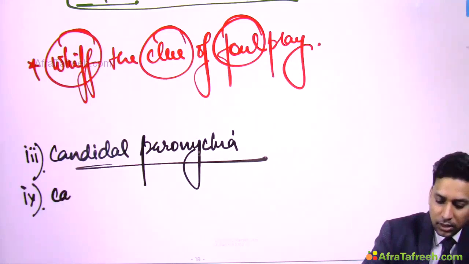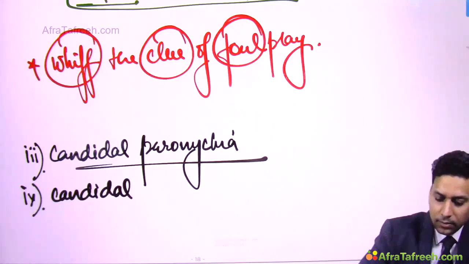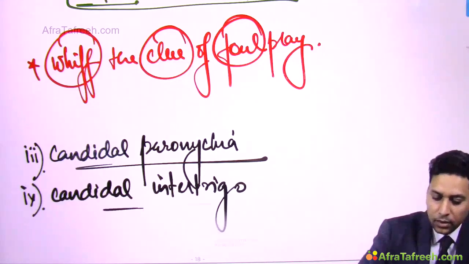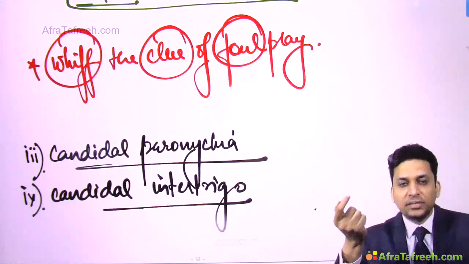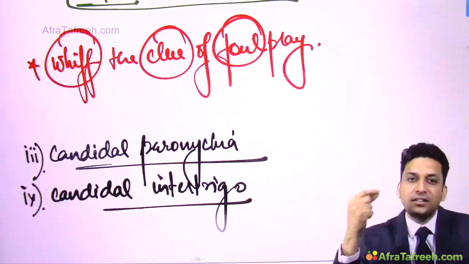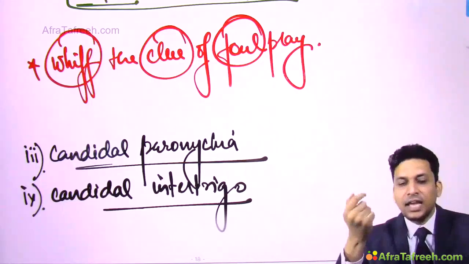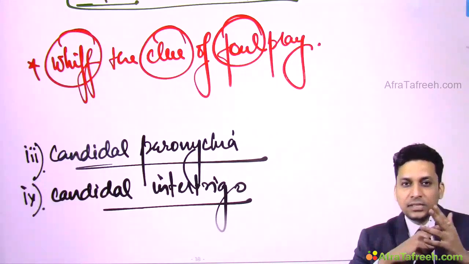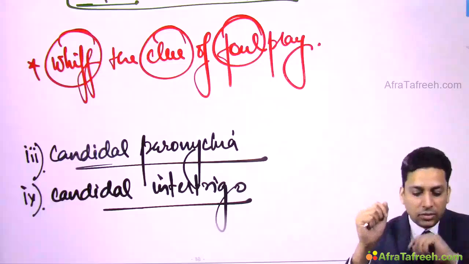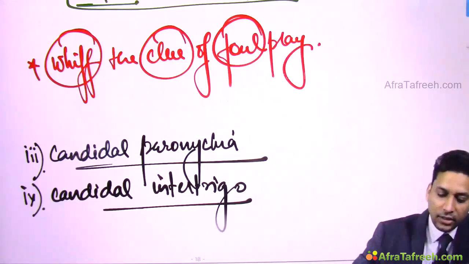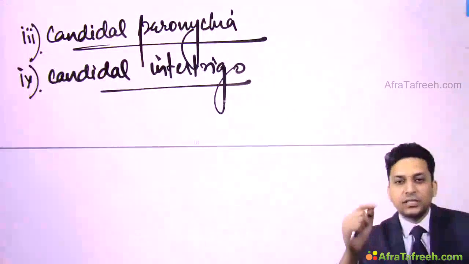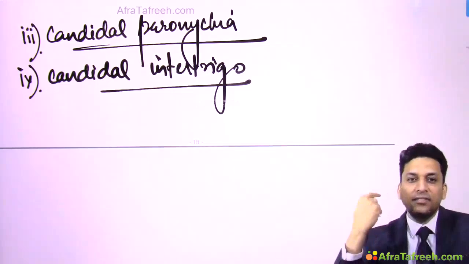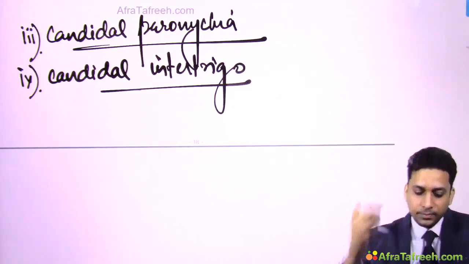Similarly, candidal intertrigo. So intertrigo, very obvious from the name itself, it is candidal infection of intertriginous areas. Intertriginous areas like axilla, groin, inframammary folds, then web spaces, in between the toes. Okay, so these are the sites which are involved in candidal intertrigo. And in infants, they have very short neck. Okay, so that's why in infants they develop candidal infection of neck folds.